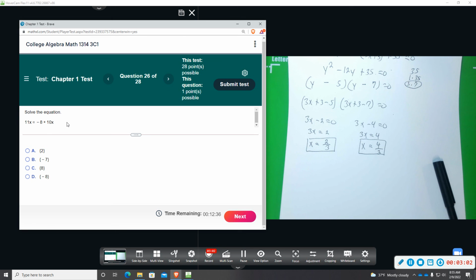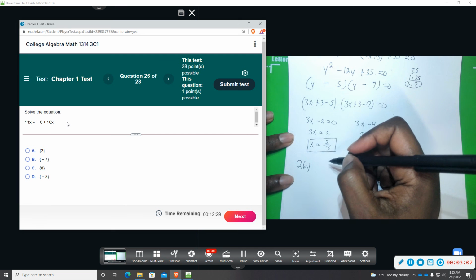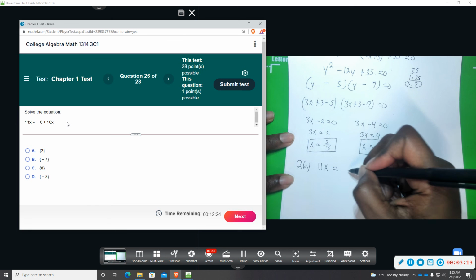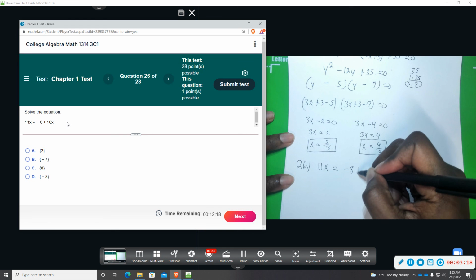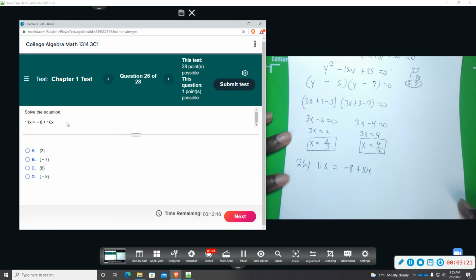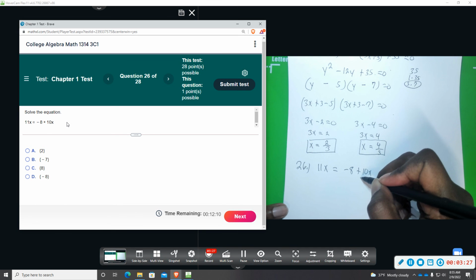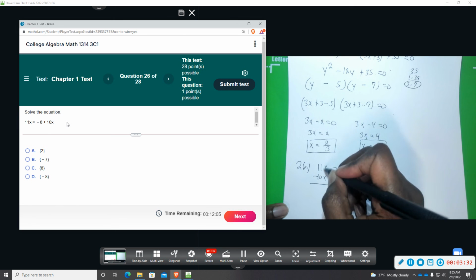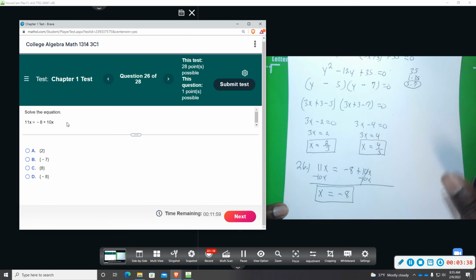And then 26, we just have a simple linear equation. We have 11x equals -8 plus 10x. We're going to subtract 10x from both sides. That will give us 1x equals -8, and then that's all we have to do here, just a one-step linear equation, -8.